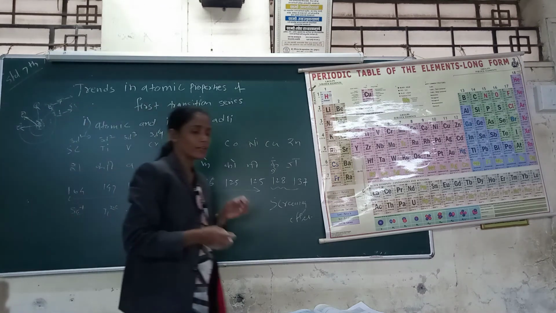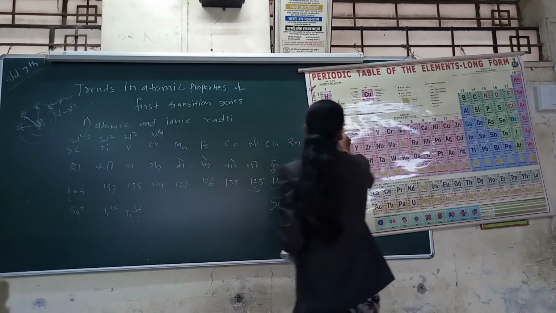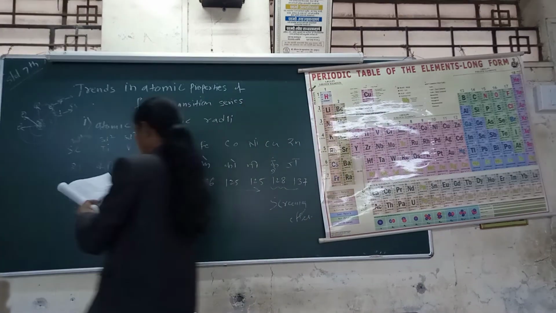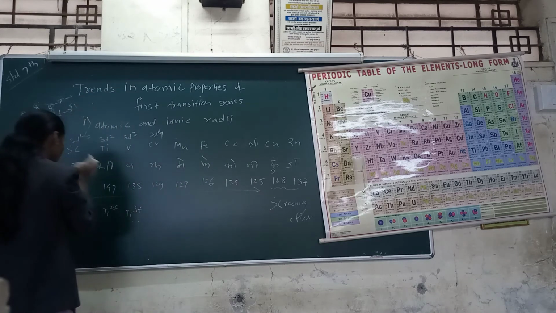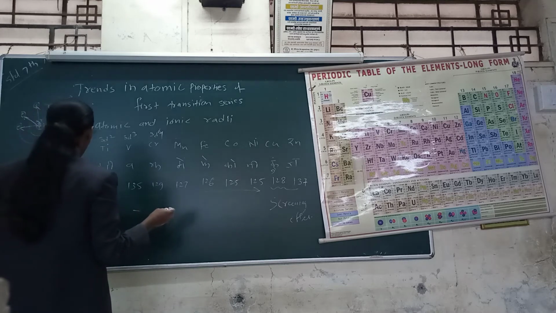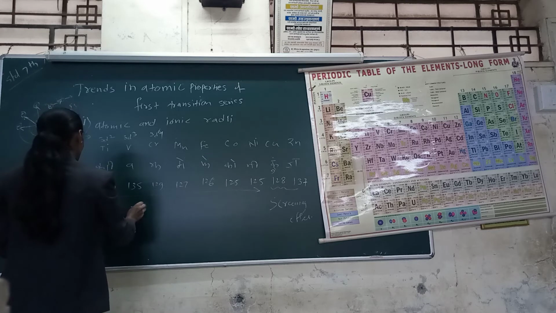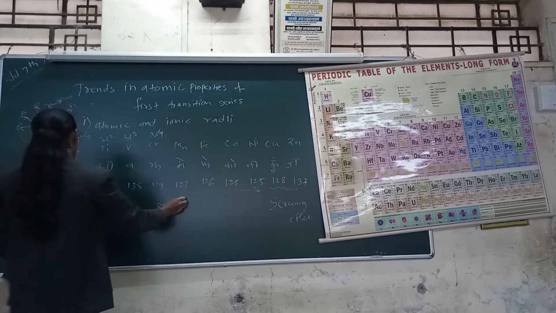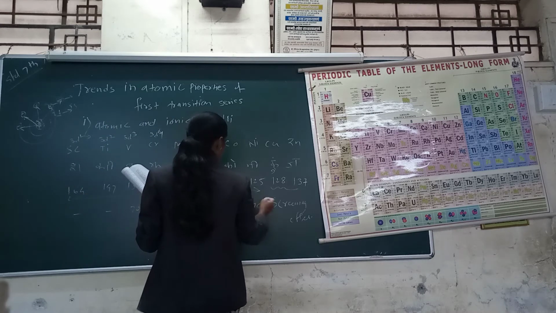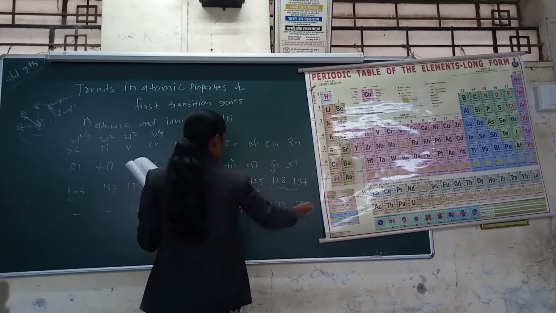The ionic radius also decreases along the period, from scandium to zinc. Here the ionic radii of scandium and titanium are not mentioned. The values are 79, 82, 82, 77, 74, 70, and 73, 75.